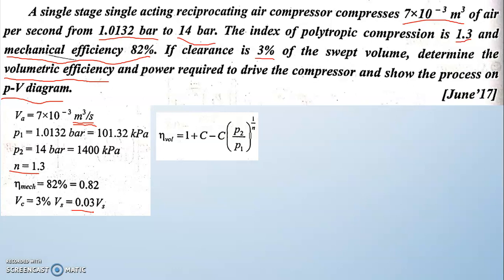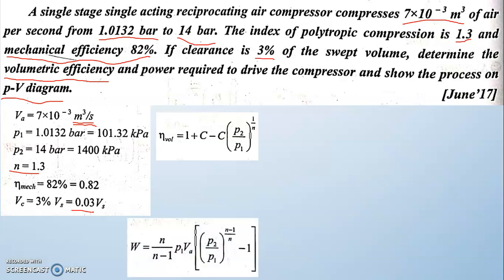The next thing we have to calculate is the power. For power, we need the equation for work done. Work done is given by n by n minus 1, P1 VA, P2 by P1 all raised to n minus 1 by n, minus 1. So we are checking the values. n is given, P1 is given. We will be substituting P1 in terms of Pascal or kilopascal. If we substitute P1 in Pascal, we will get the value as joule as the answer for work done. If we are substituting the value of pressure P1 in kilopascal, we will get the value of work done in kilojoule.